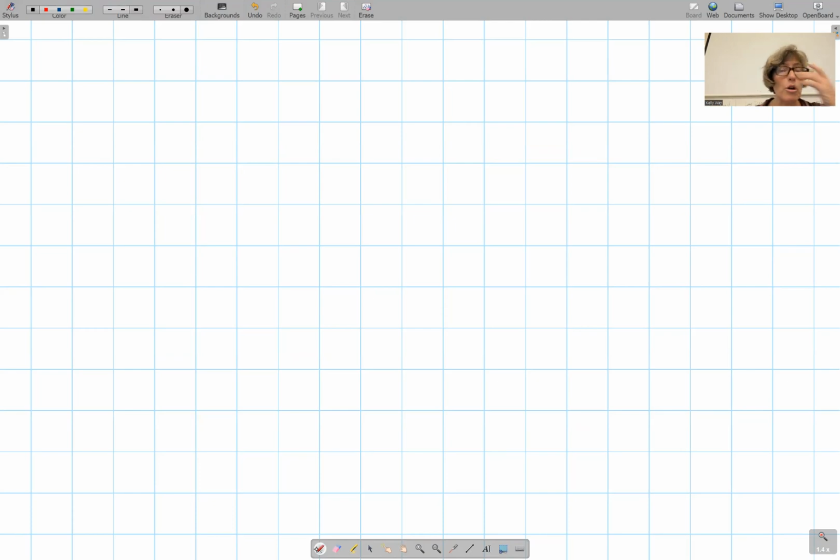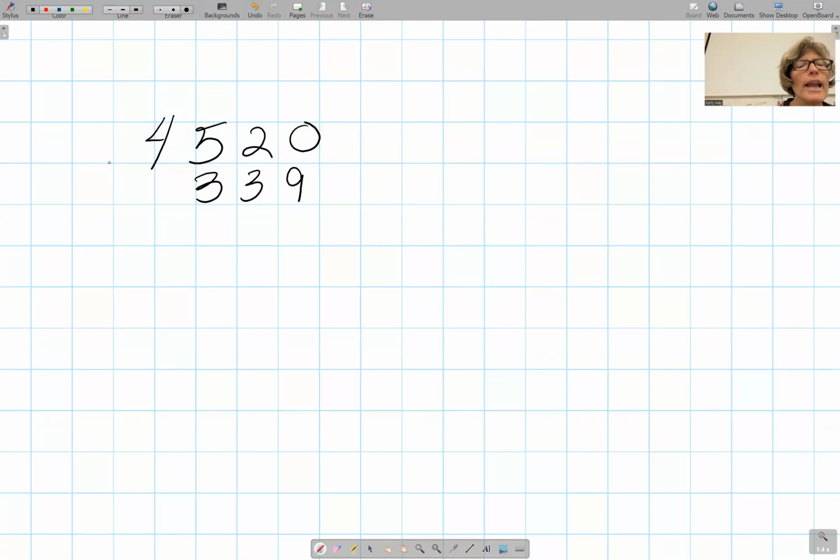First off, we're going to go over traditional multiplication. So let's say, I'm totally making these numbers up, 4,520 times 339. Okay, so we're going to do this longhand multiplication. This is what it would look like. So I'm going to switch colors as we do this.